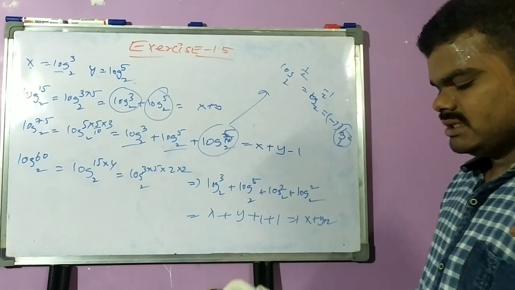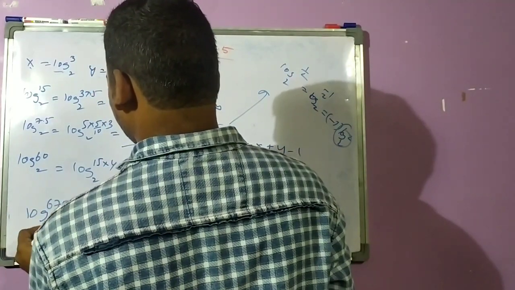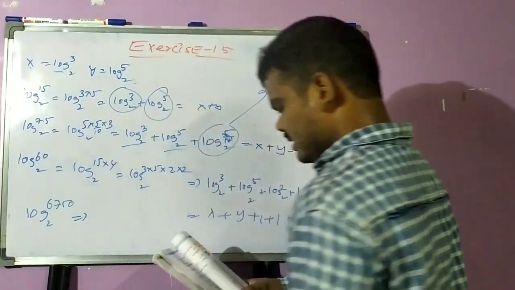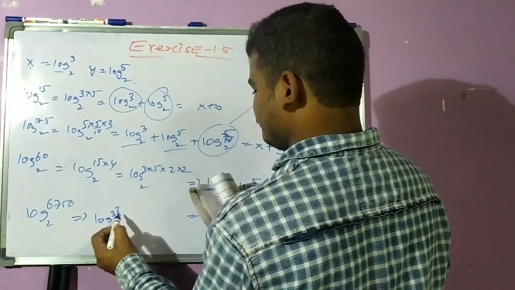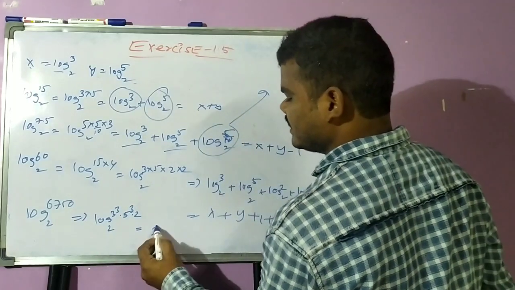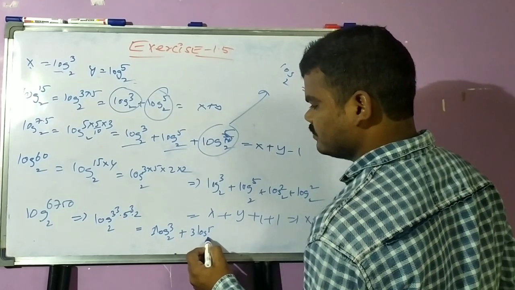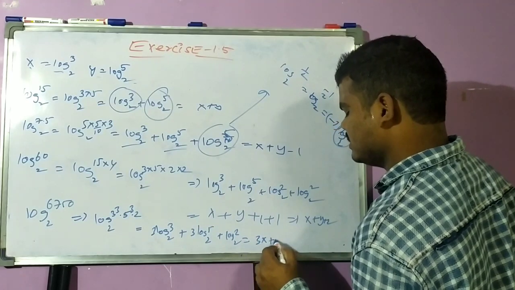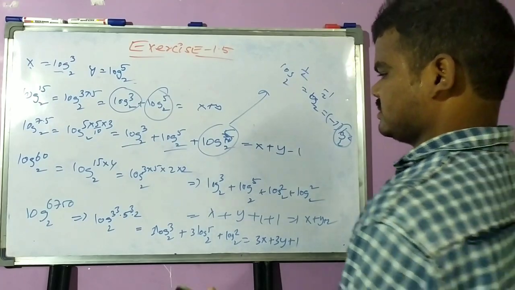Next, logarithm of 6750 to base 2. This can be written as logarithm of 3 cube into 5 cube into 2 to base 2. This is 3 log 3 to base 2 plus 3 log 5 to base 2 plus log 2 to base 2. This is 3 into x plus 3 into y plus 1. Okay. Next.